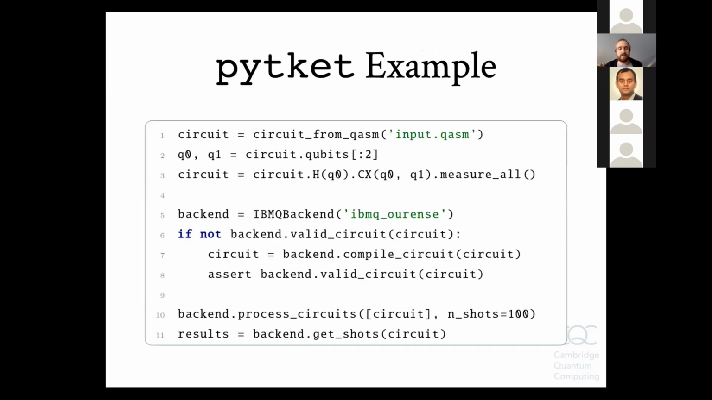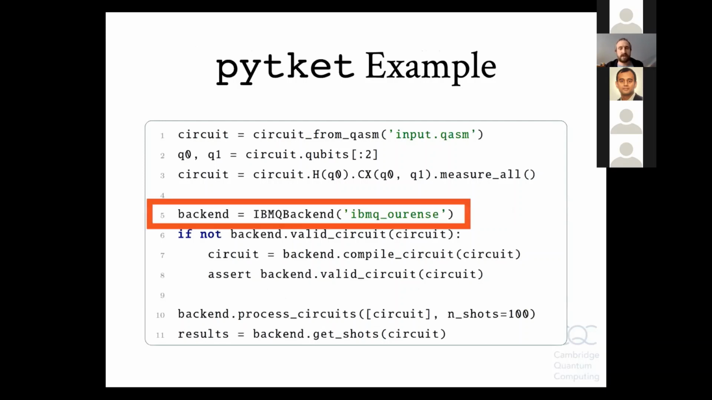So here's an example of the Python code. I won't go through it, but I want to highlight just this line 5. So in all of this program here, this is the only line which specifies what computer is going to run this program. And if I wanted to run it on a different computer, I would just change this line and everything else would work fine.